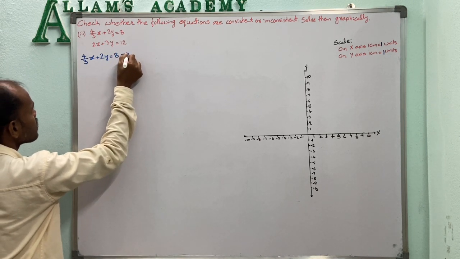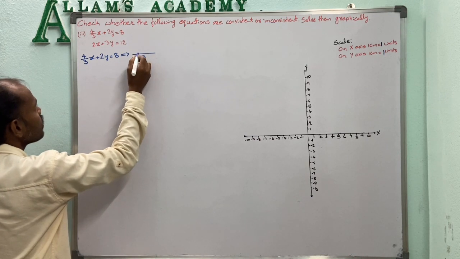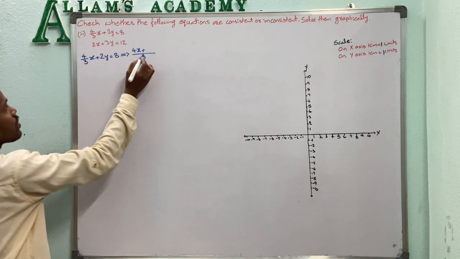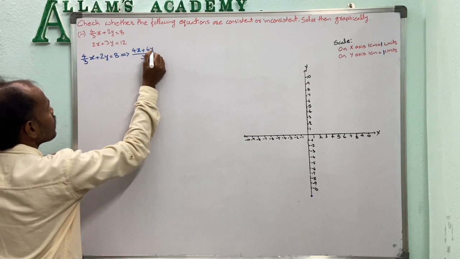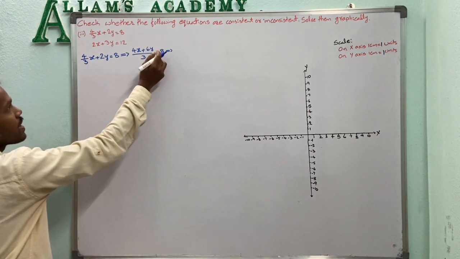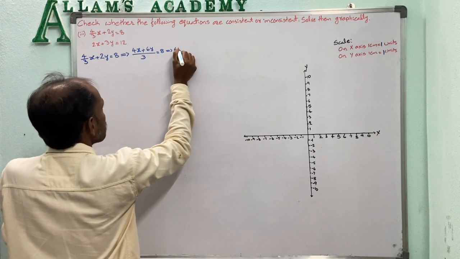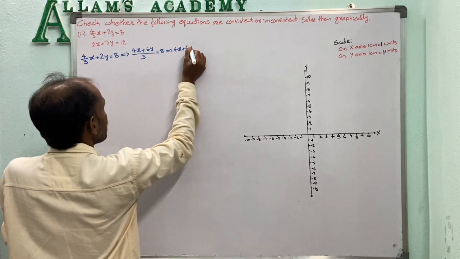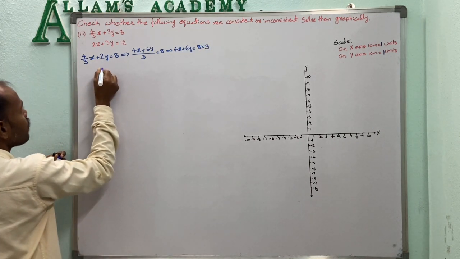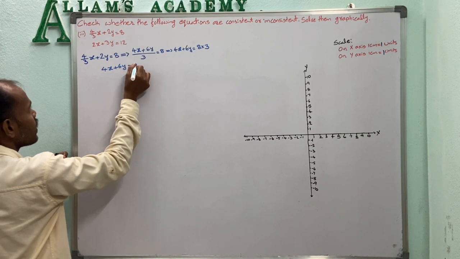The denominator is 3, so the LCM is 3 only. That gives 4x plus 3 times 2, which is 6y, equal to 8. The denominator 3 transfers to the other side as multiplication, so 4x + 6y = 8 times 3, which is 24. So 4x + 6y = 24.